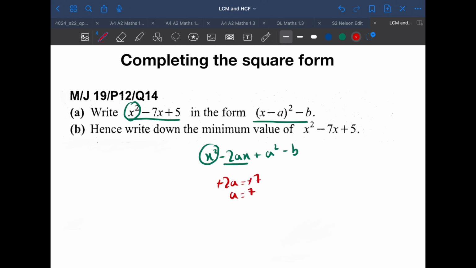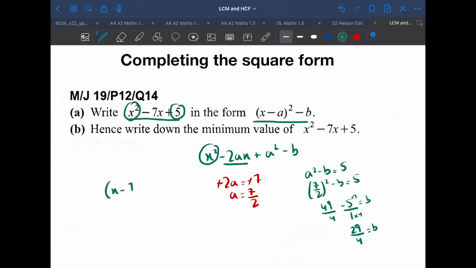This and this cancel out. A की value is 7 upon 2. Now what's written without x? A square minus b. Compare करो बच्चे. A square minus b. और इधर क्या लिखा है बच्चे? 5. The value of a is 7 upon 2 square minus b is equal to 5. 49 upon 4 minus 5 is equal to b. Find LCM बच्चे. 49 minus 20 क्या होता है आपका बच्चे? 29/4 is equal to b. That means मेरा बच्चा my answer is in this form.